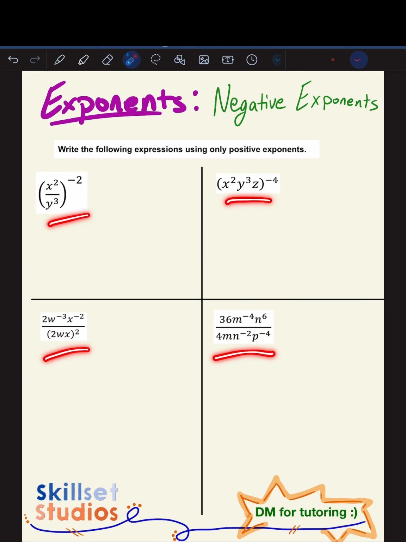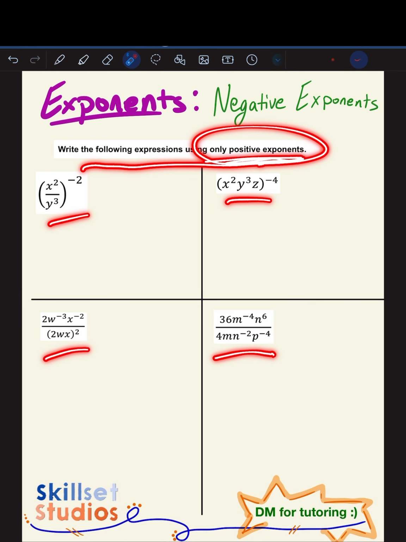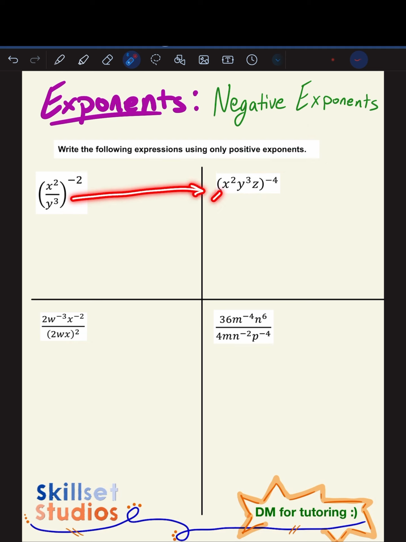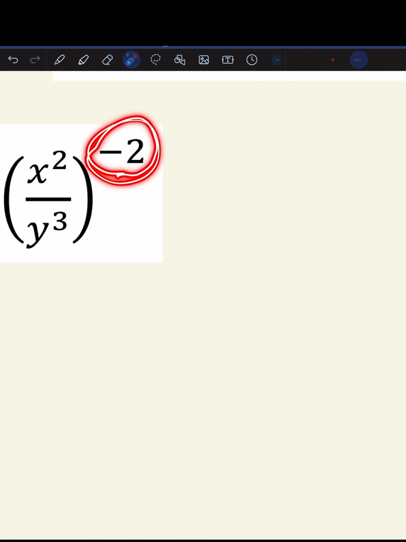Example work-through using negative exponents. Here we have 4 examples, all using the directions of writing with only positive exponents, getting increasingly more complex, all involving negative exponents, using combinations of different exponent rules. Let's start with our first one. Remember, a negative exponent just means your term is in the wrong spot of a fraction.